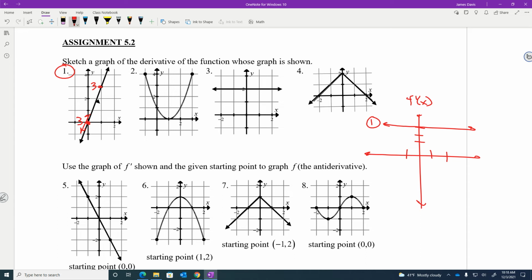Let's try number 2. Number 3 should be pretty easy as well. Try number 2.